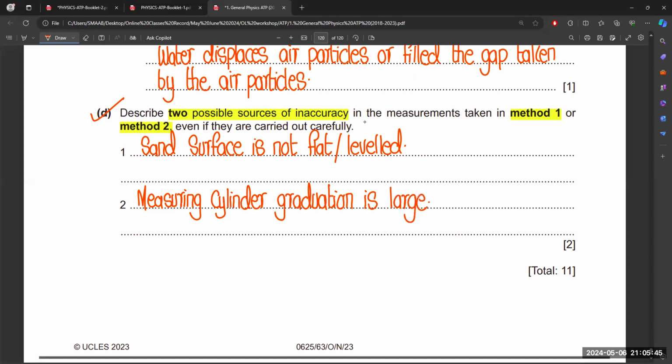Right? We don't need to write the reason, because they only ask to describe two possible sources of inaccuracy, right? They are not asking about the reasons, or to explain why it is happening and why you are writing this point. This type of question you will get in physical quantities or in journal physics type questions.